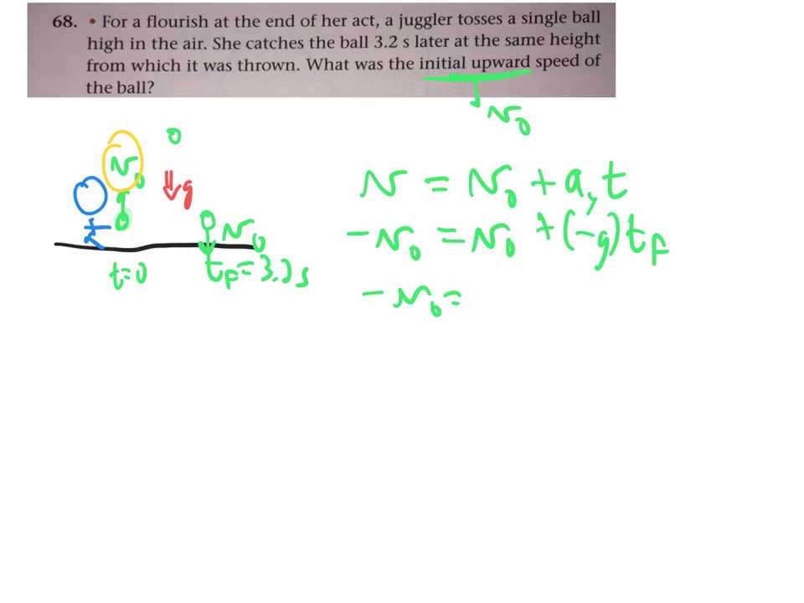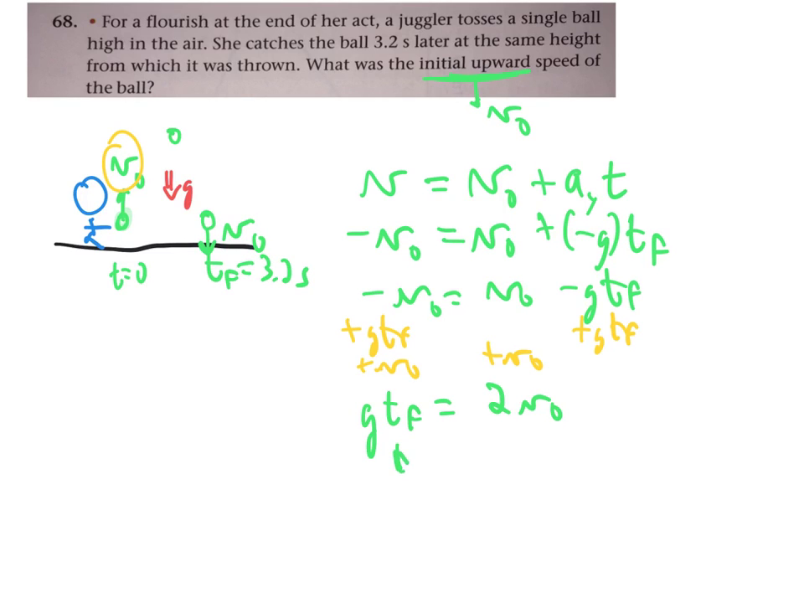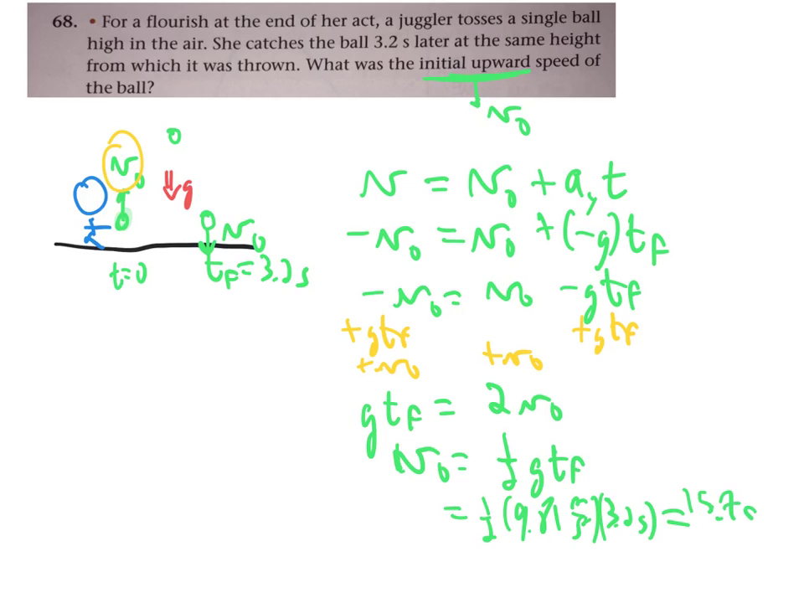Or minus v0 equals v0 minus g tf, and then I add g tf to both sides, and I add v0 to both sides, and I'm left with, when all that happens, over here the v0's are canceled out, I'm left with g tf, and over here I have 2v0, so v0 is 1/2 g tf. So it's 1/2 times 9.81 meters per second squared times 3.2 seconds, which is 15.7 meters per second, which I guess technically should be 16 since we only had 2 sig figs.